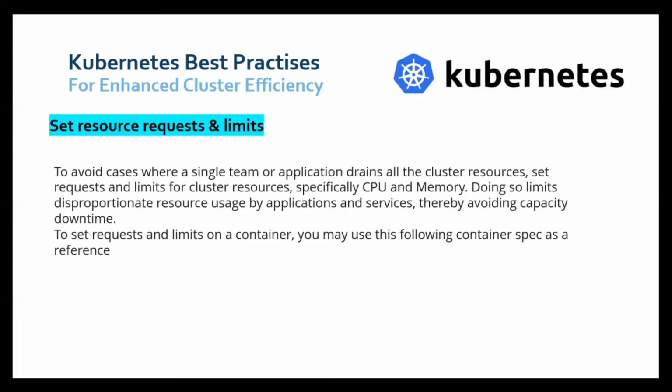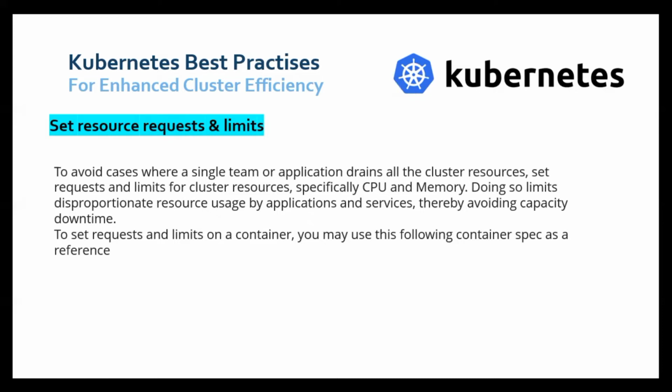I also mention here, to avoid cases where a single team or application drains all the cluster resources. Your single application may drain all your cluster resources. So set requests and limits for your cluster resources, especially CPU and memory. Doing so limits disproportionate resource usage by applications and services, thereby avoiding capacity downtime. So if we already set resource limits and resource requests, we will definitely be able to avoid capacity downtime. That is the reason resource requests and limits are so important.